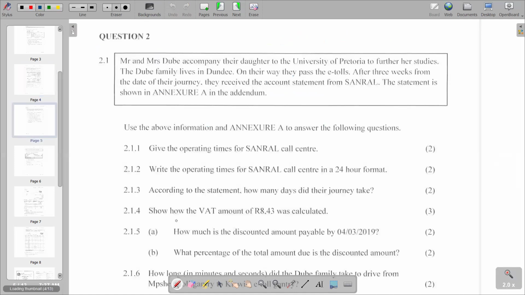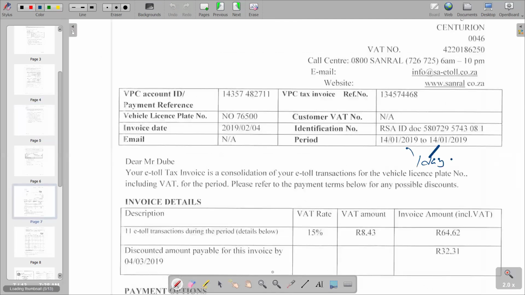Then moving on to the next part, according to the statement, how many days did the agent take? We identified it as 1 day. Then 2.1.4, show how the VAT amount of 8 Rand 43 cents was calculated. So let's try to see how 8 Rand 43 was calculated as we refer to the next page. So we have 8 Rand 43 here. But obviously, the figure that we are given there now is VAT inclusive.